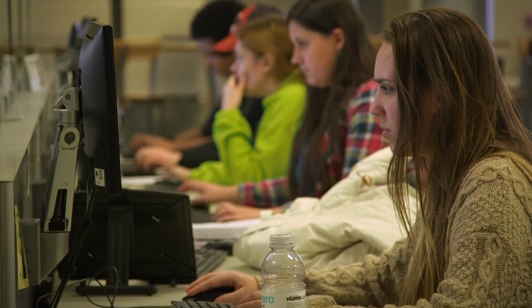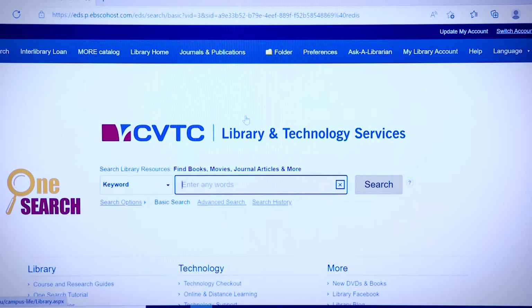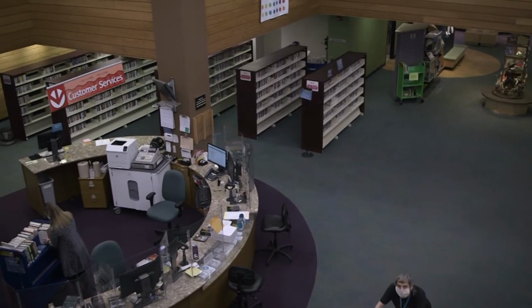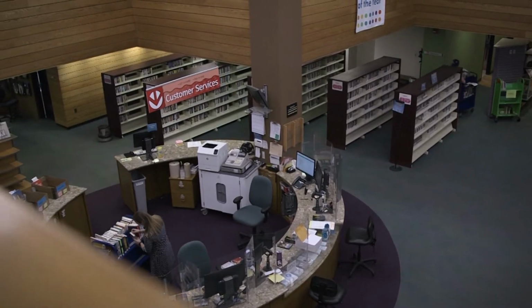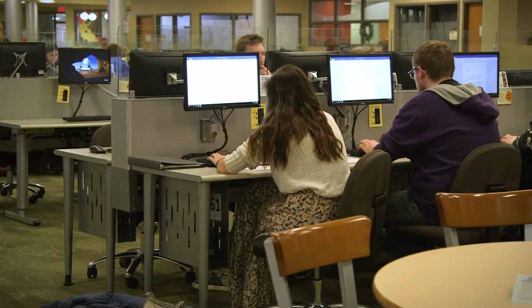So I'm here in our library catalog. This is the best place to start, and really any library that you go to will have something similar to this. This is how you can find any of the resources available in a library.